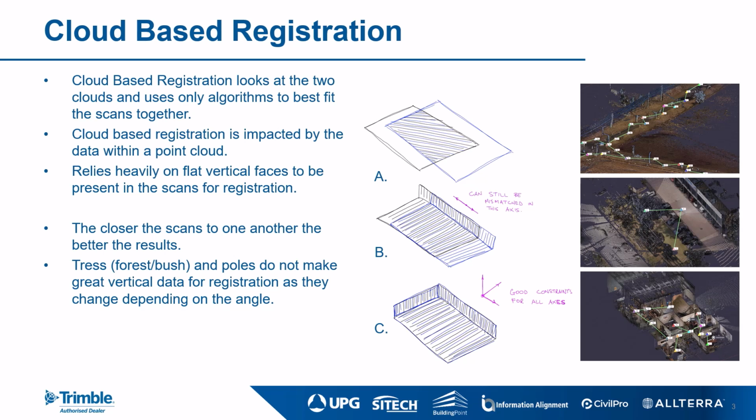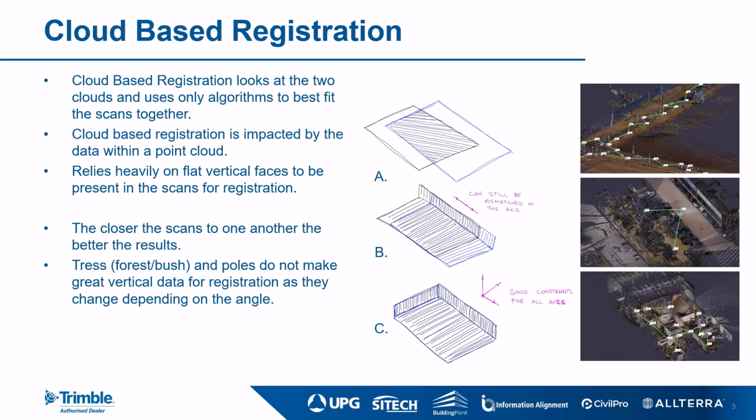It must be noted though that trees and light poles, in this case, are not seen as large flat surfaces. While they are easily identifiable, they are generally round objects scanned from different angles. So while they can assist in the registration process and tying scans together, they are not optimal locations.